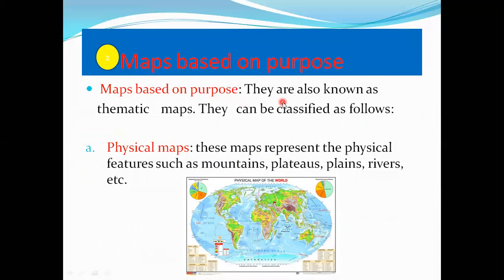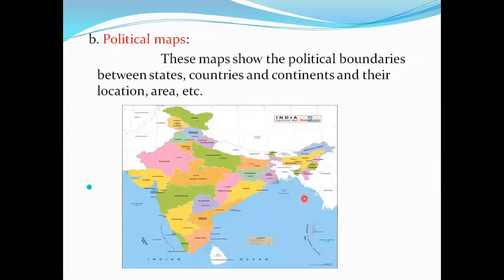Maps based on the purpose are known as thematic maps. What is the map based on the purpose? We will call it a thematic map also. They are classified as follows. They have three types. What are the three types? First one, physical map. It represents physical features such as mountains, plateaus, plains, rivers, etc.